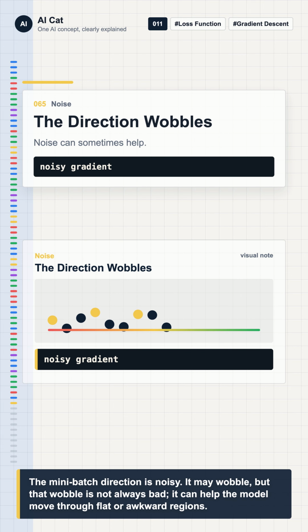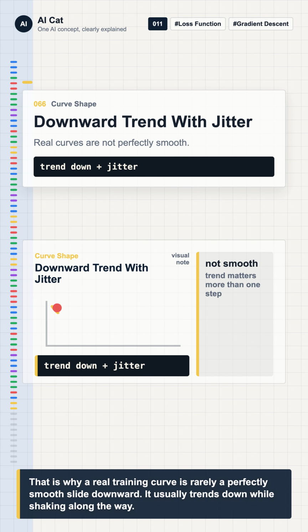The mini-batch direction is noisy. It may wobble, but that wobble is not always bad. It can help the model move through flat or awkward regions. That is why a real training curve is rarely a perfectly smooth slide downward. It usually trends down while shaking along the way.